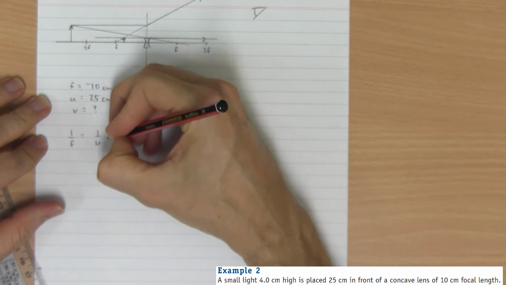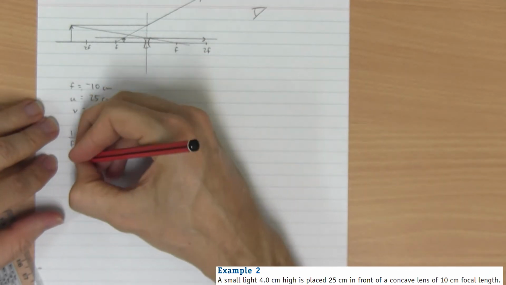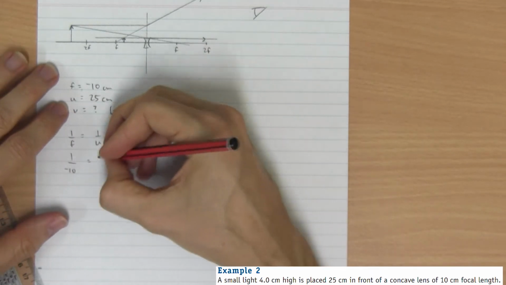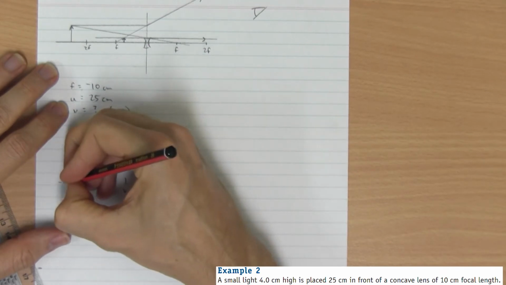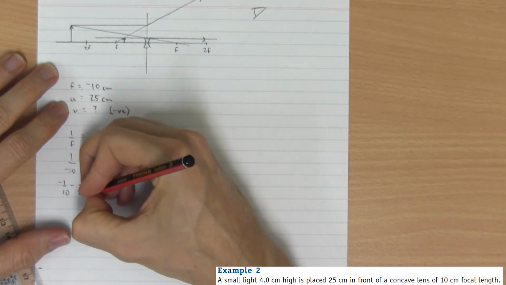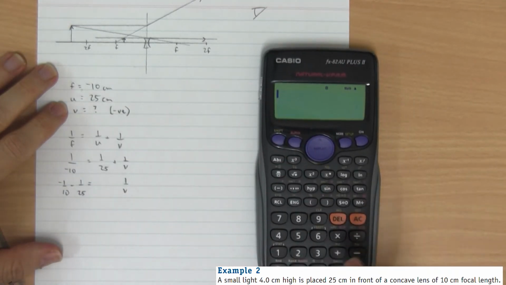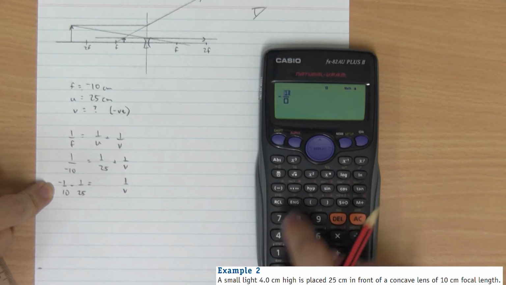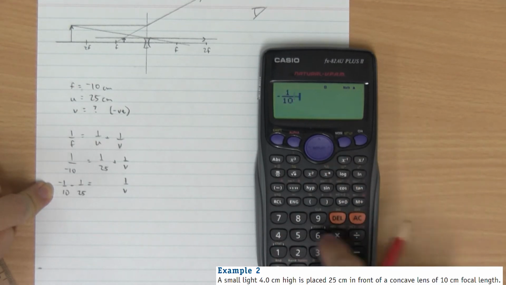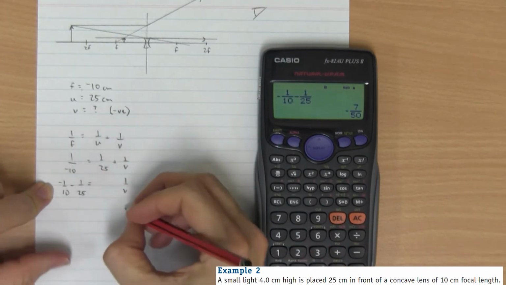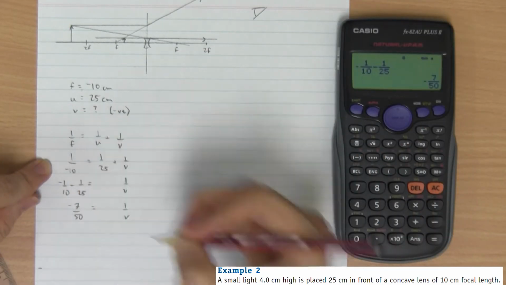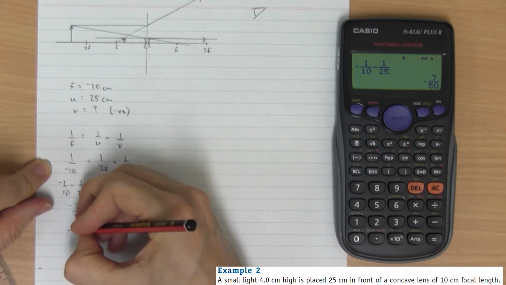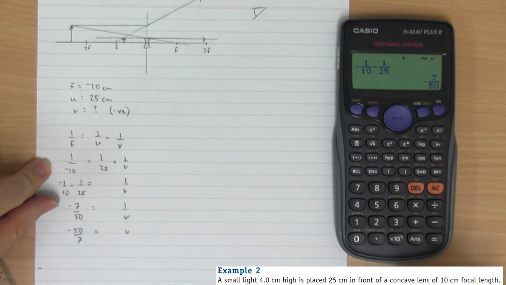So let's put it into the formula. 1 over f is 1 over u plus 1 over v. 1 over negative 10 is 1 over 25 plus 1 over v. 1 over v is negative 1/10 minus 1 over 25. I'm not going to try and do that in my head. Negative 1/10 minus 1 over 25, negative 7 on 50. 1 over v is negative 7 on 50. So v must be negative 50 on 7, which is 49 1/7.